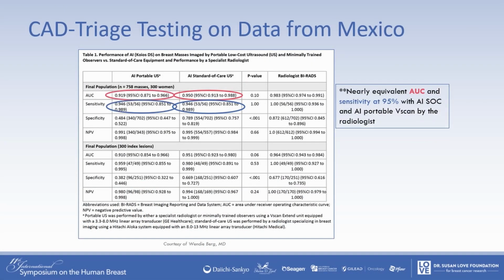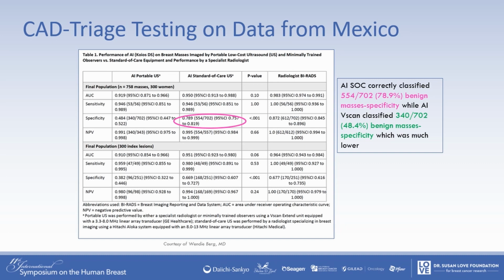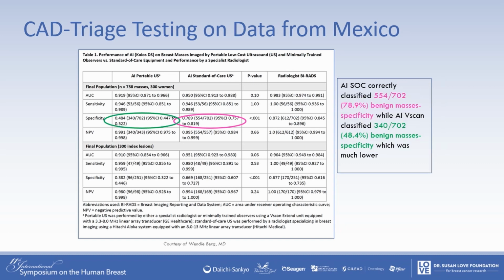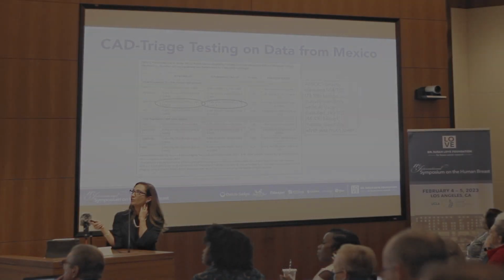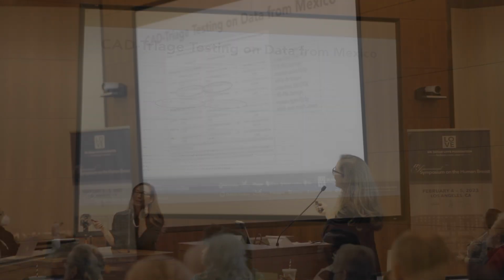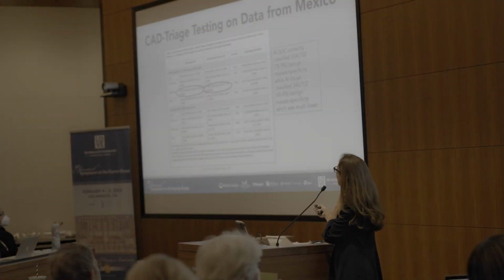The specificity for the AI standard of care ultrasound for the radiologist was 78.9%. However, the specificity with the V-scan was a little lower at 48.4%. So it accurately predicted 48.4% of the benign lesions.